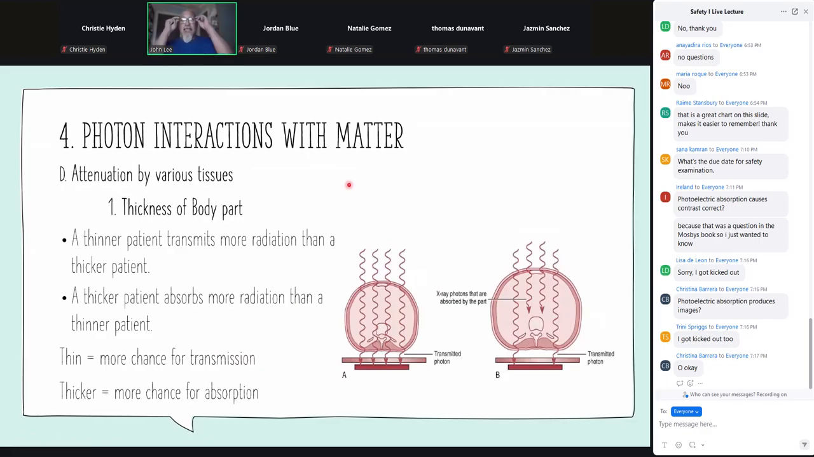So we talked about attenuation briefly just a second ago. Remember that attenuation is a reduction in the primary beam through interactions with tissue. The first thing that we look at regarding attenuation deals with the thickness of the body part. The thicker the body part, the more attenuation will occur. Thinner body parts allow for more X-rays to be transmitted. Thicker patients are going to absorb more radiation.